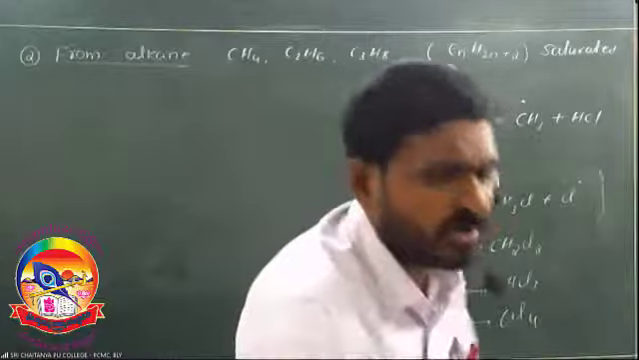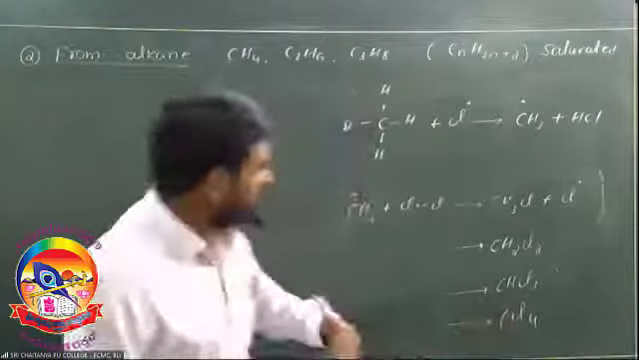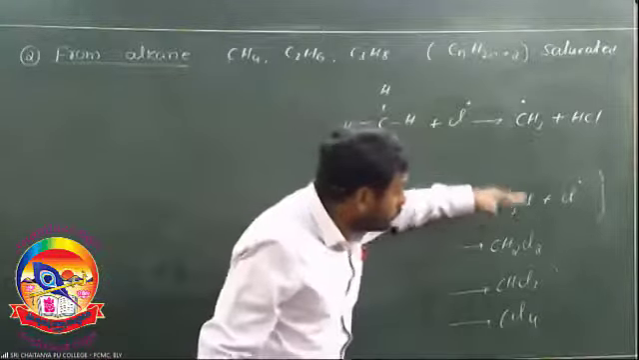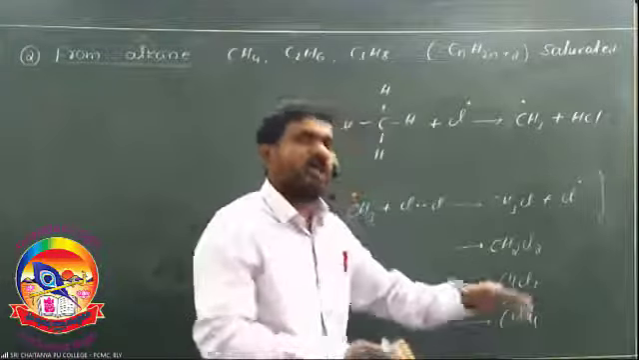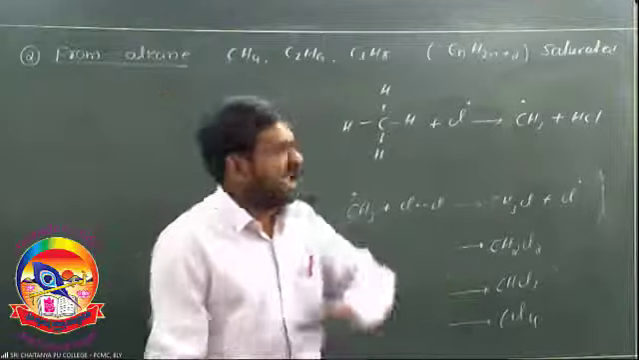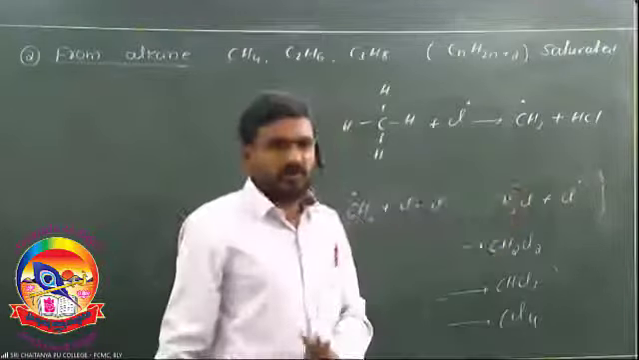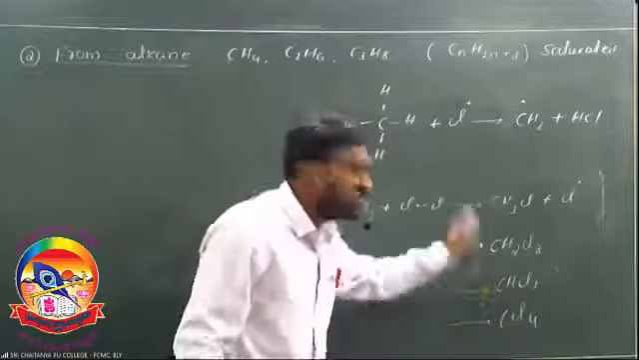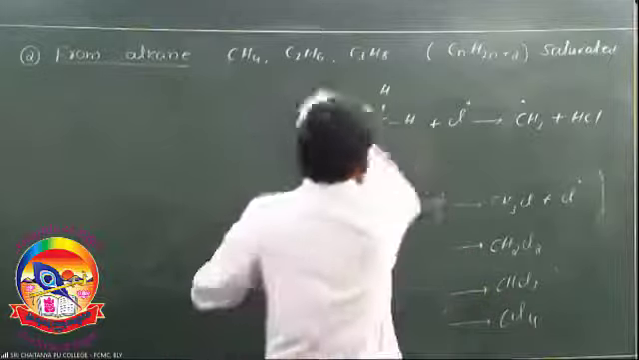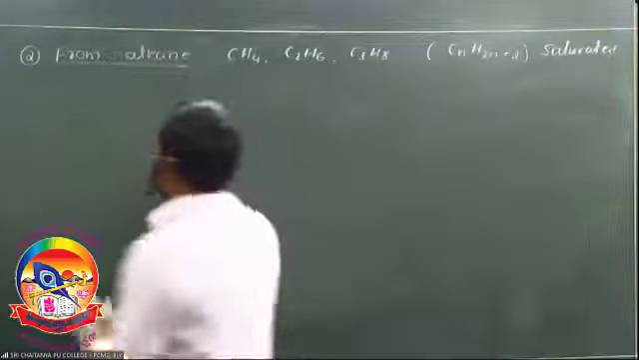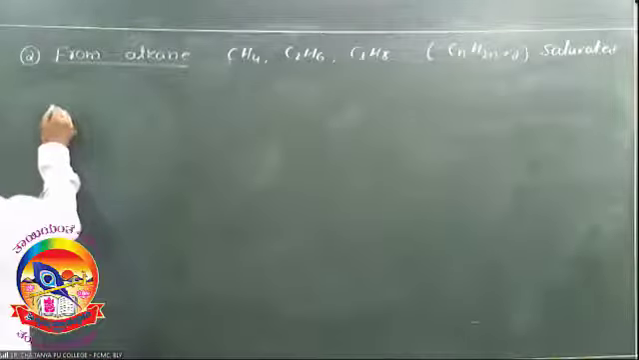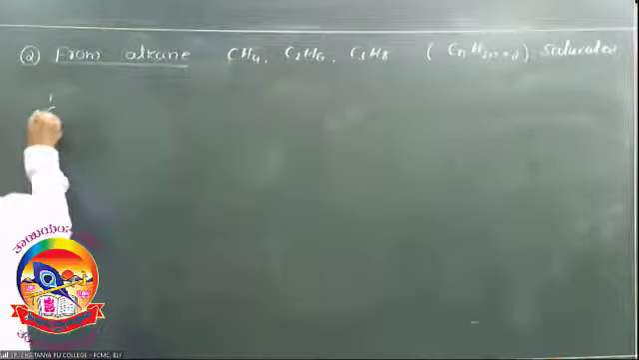Hence this method is not suitable, because along with the monohalogen derivative, di, tri, and tetra, the polyhalogen derivatives, are also formed, and isolation is very difficult. So how to prepare ethyl chloride by this method? To prepare ethyl chloride, we take ethane.